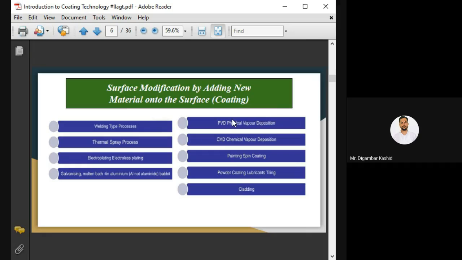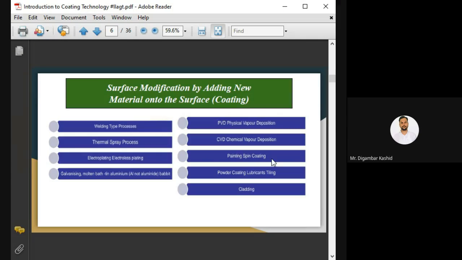Then we have another process, physical vapor deposition. In short, it is called PVD. Then we have chemical vapor deposition, CVD. In detail, we are going to talk about this, PVD and CVD also. Then painting, spin coating. Okay.